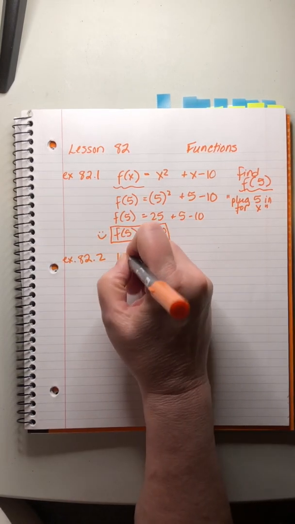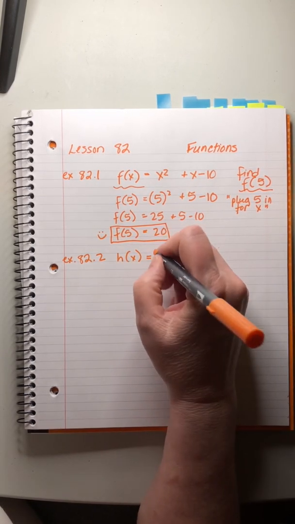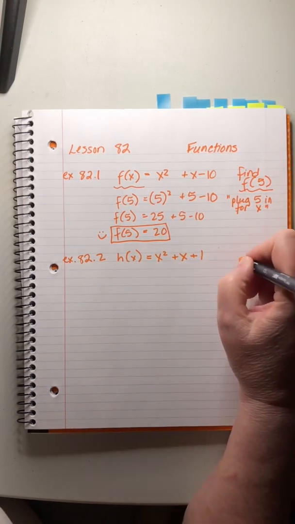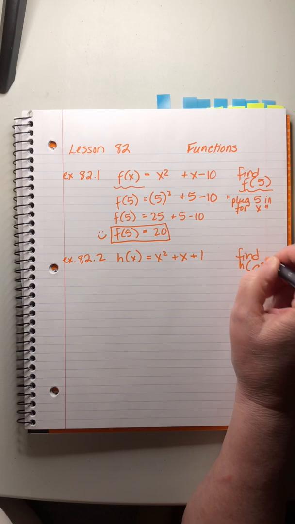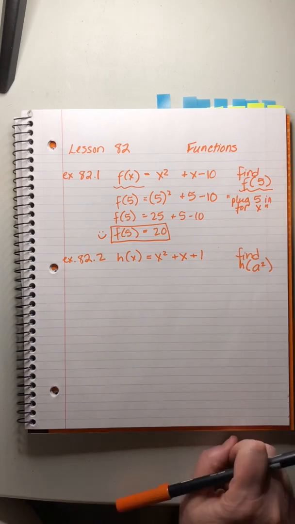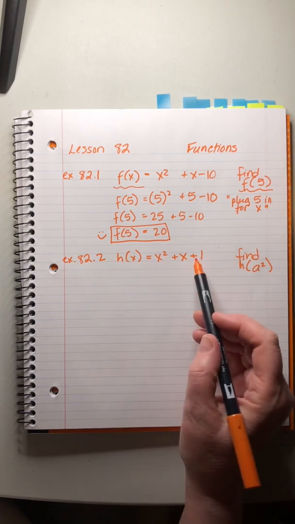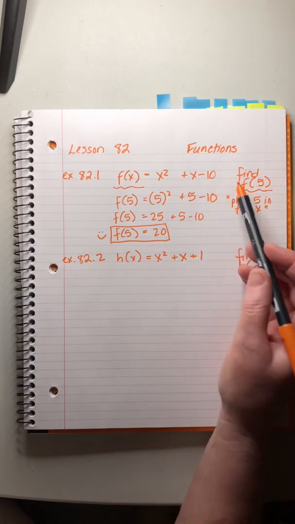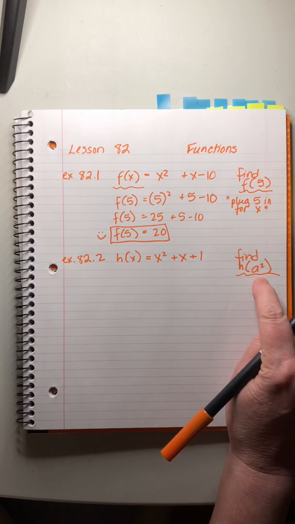82.2. Oh, this one's the h of x. We skipped over g, but that's okay. Okay. Now, this one, okay, that looks fine. Doesn't look all that different than that one. Find the f of 5. That was easy. We just took the 5 and plugged it in wherever there was an x. This one seems really random because instead of having a number, we have different letters to plug in.